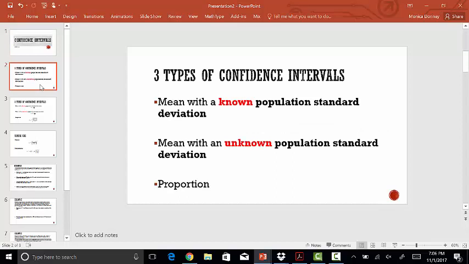We have three main types of confidence intervals. We have a confidence interval where we have a known population standard deviation, a confidence interval with an unknown population standard deviation, and a confidence interval for proportions. Now again, for the means, we're talking about population standard deviation. It doesn't matter about the sample standard deviation. We want to know the population standard deviation.